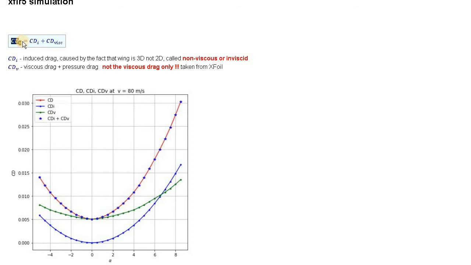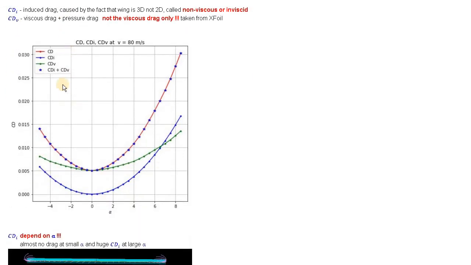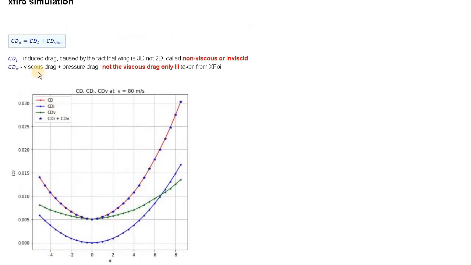The first is the total drag. The total drag is equal to the induced drag plus the viscous drag. The way the software works is that it computes the induced drag, which depends entirely on the wing aspect ratio, on the wing size. So basically, when we have a three-dimensional object, not a 2D foil, then by this kind of transition we have induced drag happening. So it's not viscous drag.